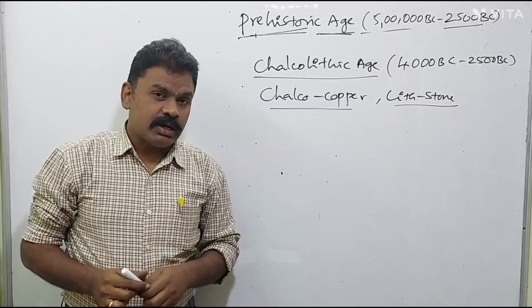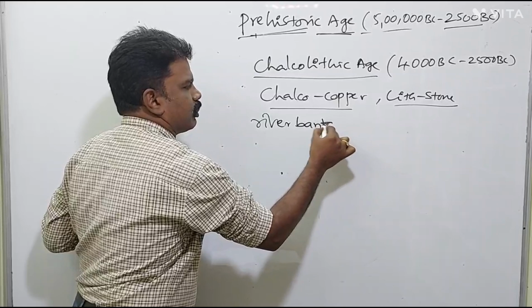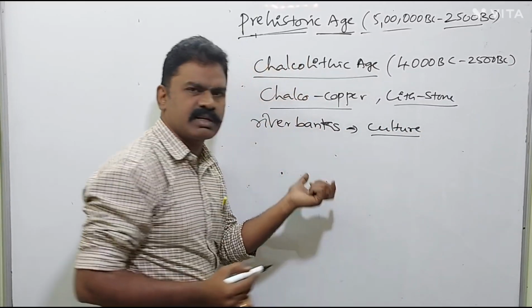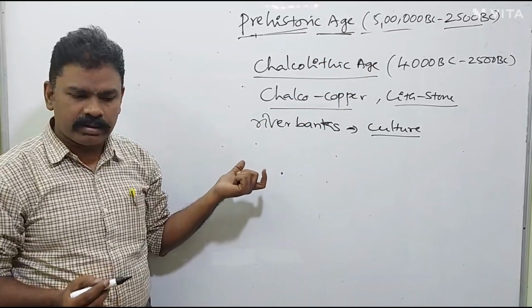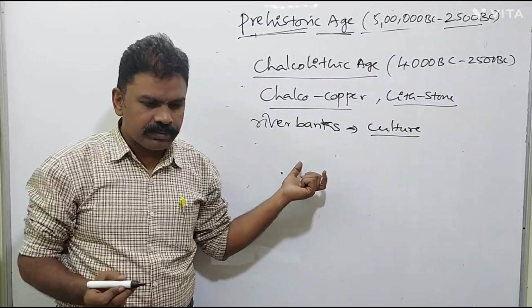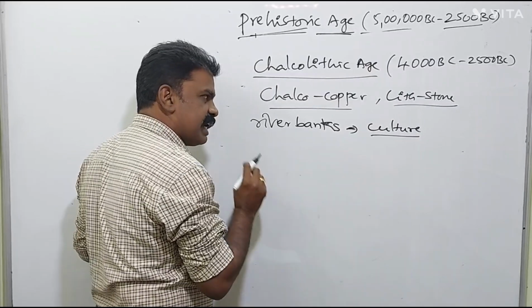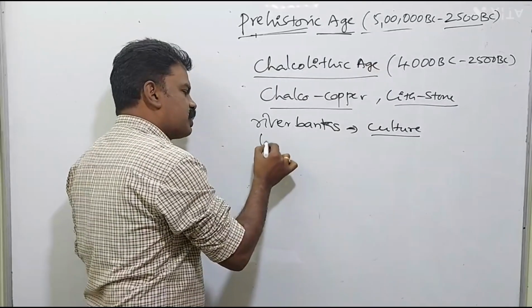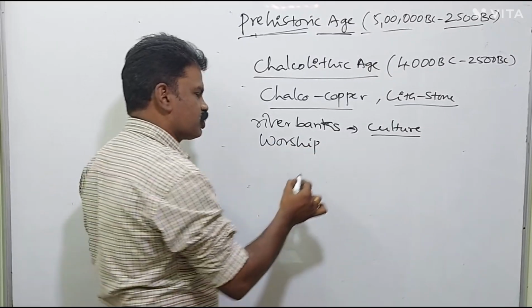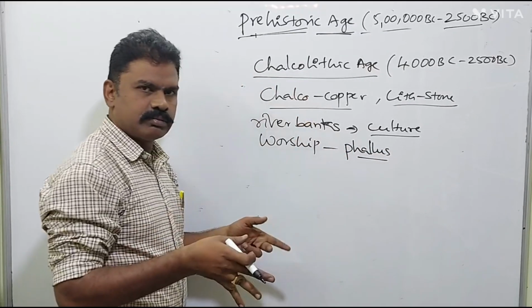People started living on the river banks. Cultures and civilizations also started on the river banks. The habits of people of that period also changed. Worship started in that period. First and foremost, they started to worship the phallus, the Shivalinga.